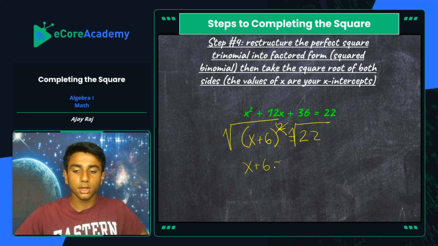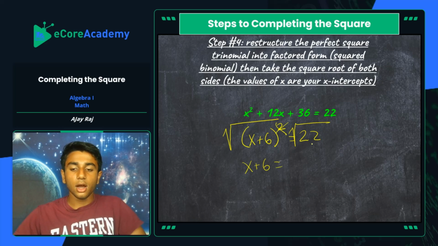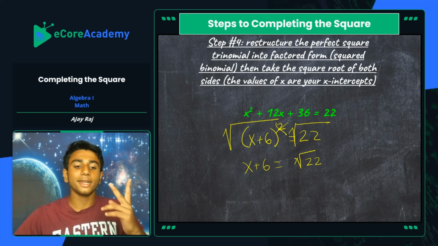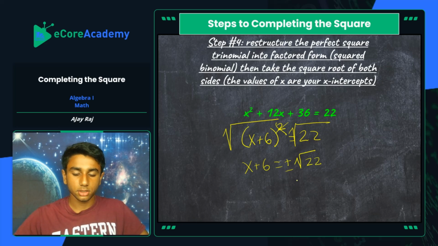Very smooth calculation. And then on the right-hand side, the square root of 22 cannot be simplified any further, so we'd leave it as the square root of 22. But remember, you can always have a positive or a negative square root of a positive number. So it's going to be plus or minus the square root of 22. So now x plus 6 equals plus or minus the square root of 22. The last thing we need to do is discover the isolated value of x.